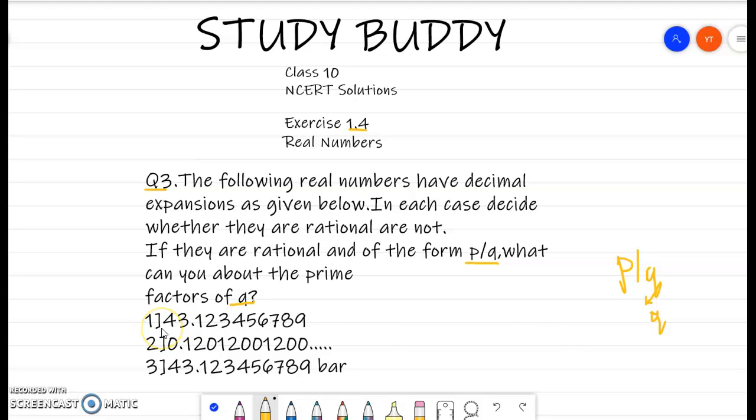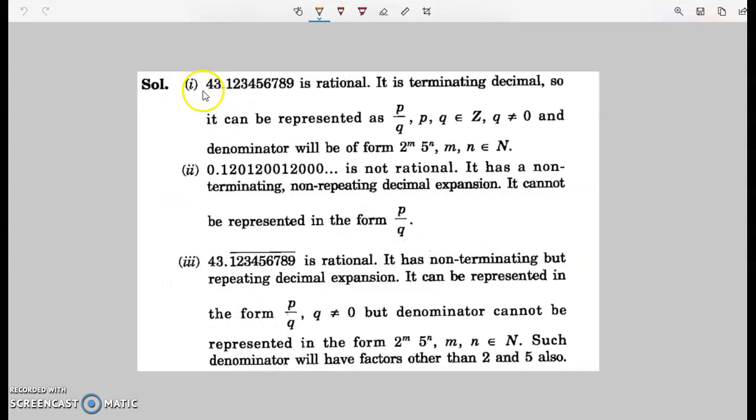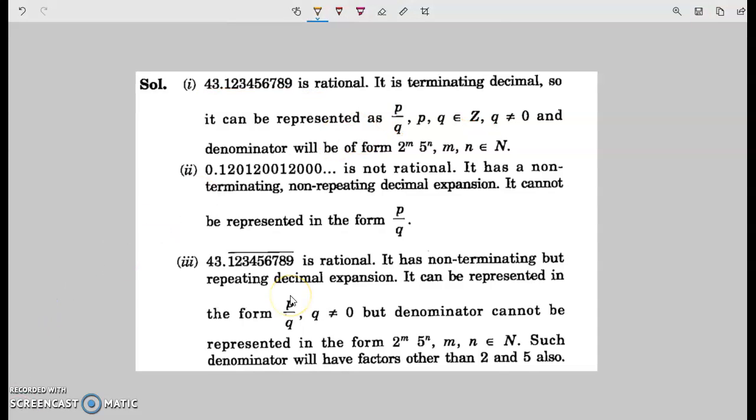The first number is 43.123456789. Moving on to the solution. 43.123456789 is rational. It's a terminating decimal, so it can be represented as p by q, where p, q belong to integers and q is not equal to 0. And the denominator will be of the form 2 power m into 5 power n, where m and n belong to natural numbers.